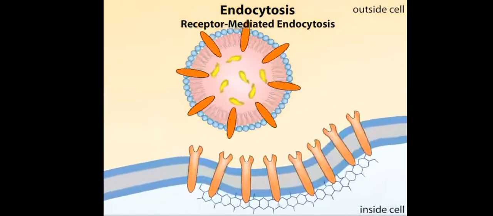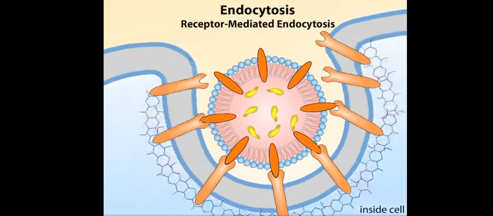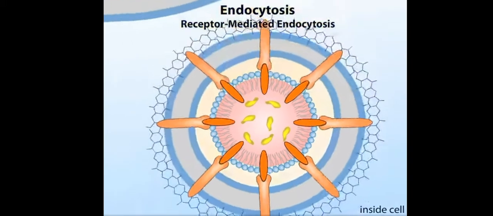The pit is reinforced by a lattice-like network of proteins called clathrin. Additional clathrin molecules then add to the lattice, which eventually pinches off a part of the membrane with the attached LDL particle inside.